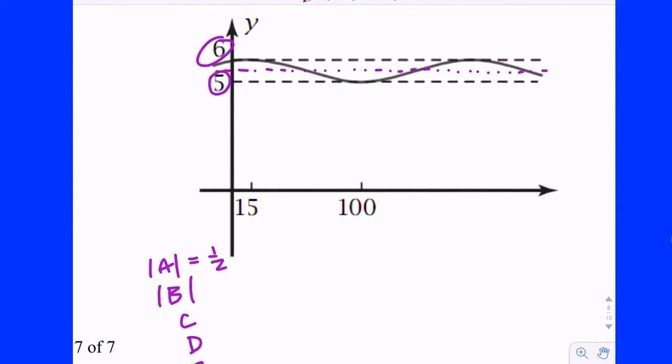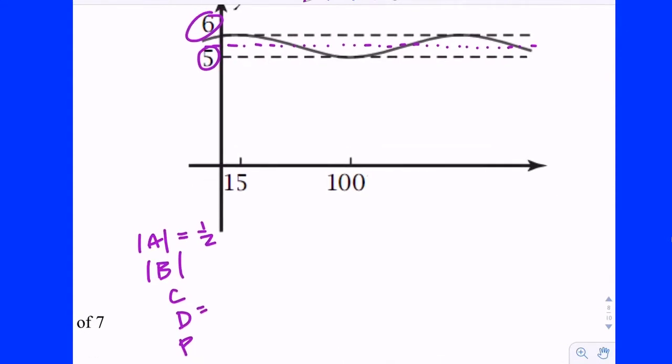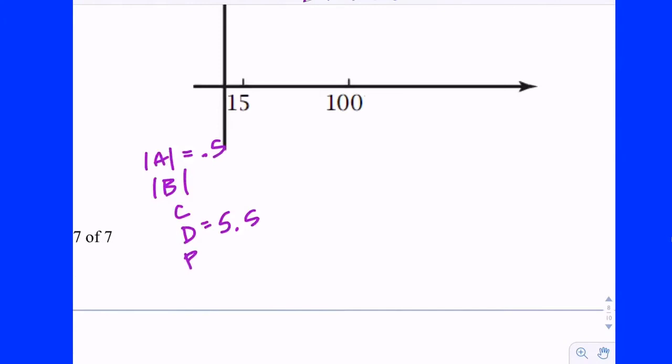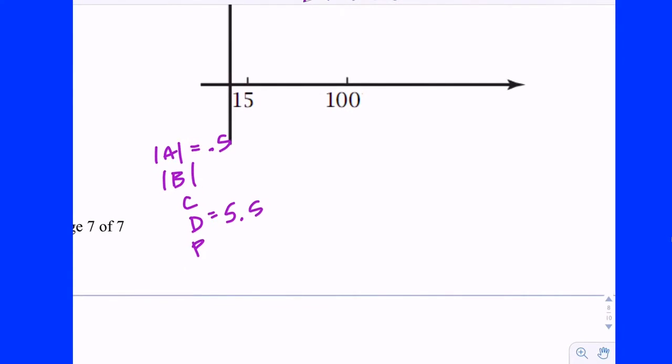1/2, and what would be the D value? Well, it'd be 5.5. Yeah, and if you want to go with decimals, that's fine. 5.5 works, and you can go with 0.5 for the amplitude. Okay, so there you go. There's that. No, 5/2 is 2.5. 5.5 would be 11/2.